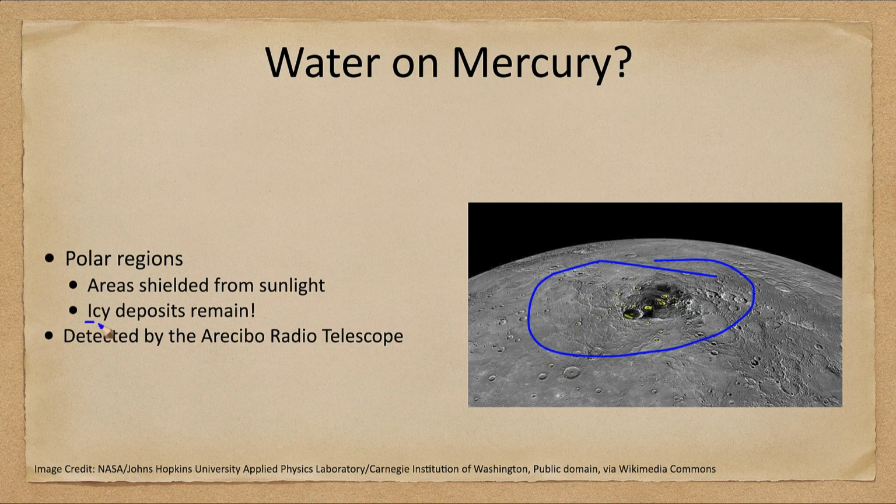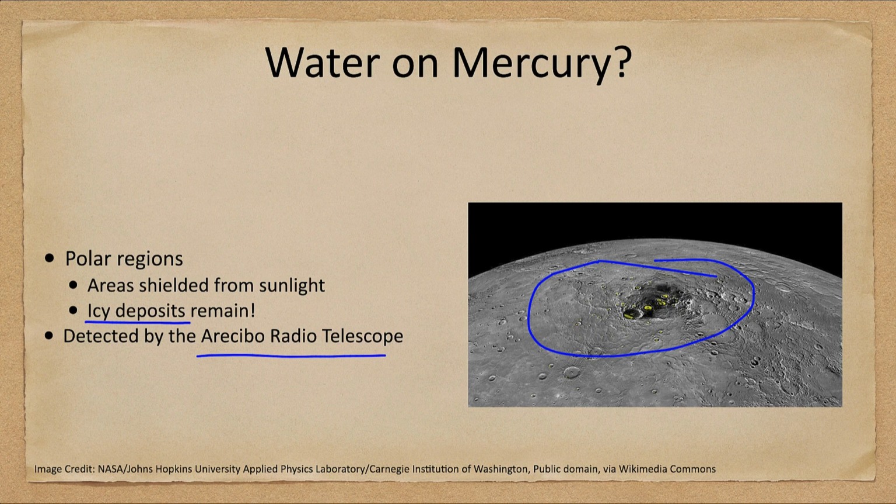So icy deposits remain here, perhaps from cometary impacts that hit in that region and then left their material behind. And because they're shielded from the sun, they never see direct sunlight. They never get hot enough to vaporize that material. So there are some water deposits on Mercury that were detected by the Arecibo telescope looking at Mercury.